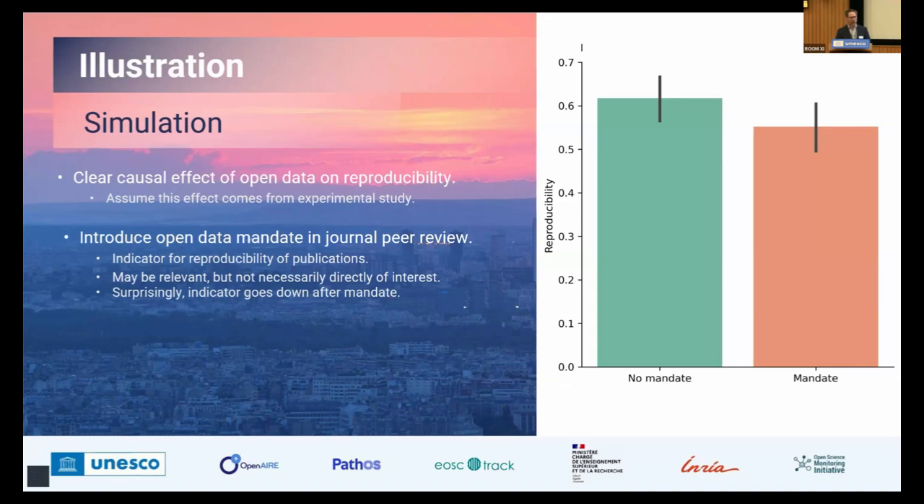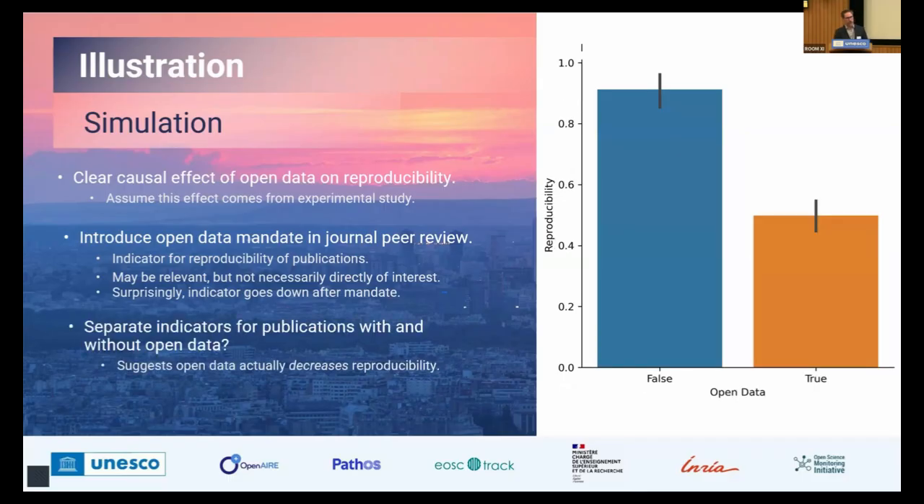So you might think, okay, well, we're looking at the wrong thing. We shouldn't compare before and after the mandate. We should start looking at what is actually being done in terms of publications in those journals with those open data mandates. And also there, again, you see that publications that do share open data have a lower reproducibility than those that do not have open data. And this is a bit of a conundrum. We know from the first view that there is a positive causal effect. Yet when we look just at these indicators, it seems to be negative.